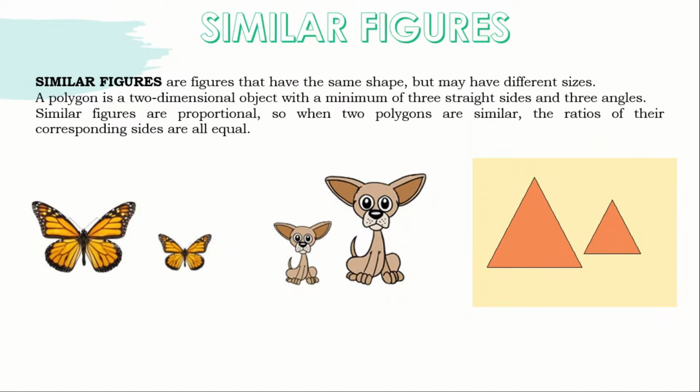Moving on to similar figures. Similar figures are figures that have the same shape but may have different sizes. A polygon is a two-dimensional object with a minimum of 3 straight sides and 3 angles. Similar figures are proportional, so when two polygons are similar, the ratios of the corresponding sides are equal. You can see the diagram here. The shapes of the two figures are similar. They are the same, but the sizes differ. If this is the case, they are called similar figures. The size changes, but the shape will be the same.